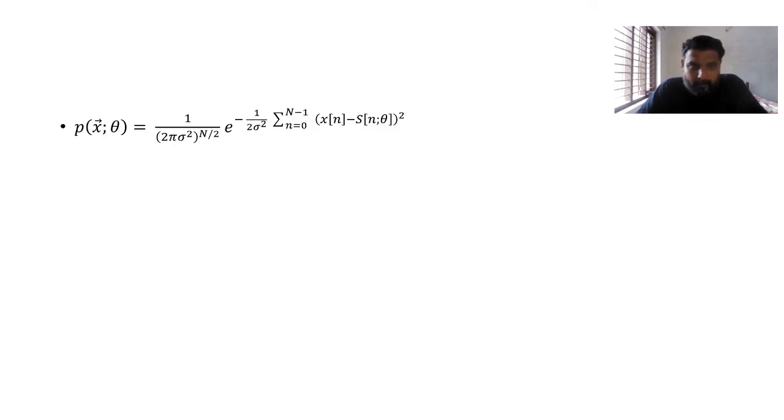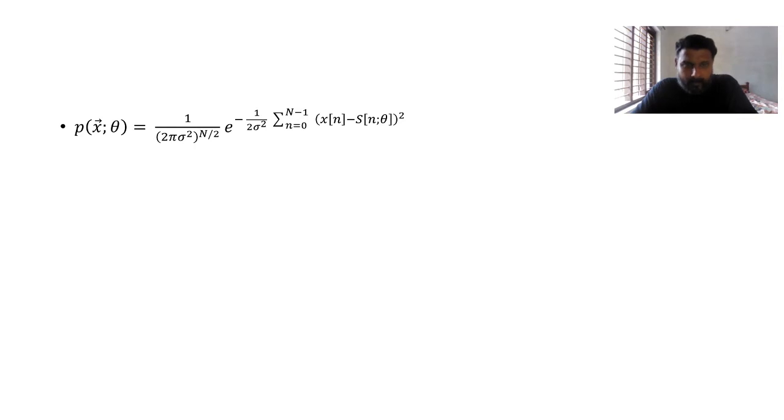p of x of theta, in general I can rewrite this as 1 by 2 pi sigma square raised to n by 2, e raised to minus 1 by 2 sigma square, sigma n equal to 0 to n minus 1, x of n minus s of n theta, the whole square. Now we will take the natural logarithm of this one. Once we take the natural logarithm, I can write it as minus ln of 2 pi sigma square raised to n by 2.